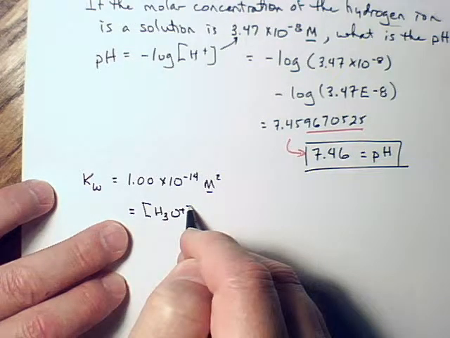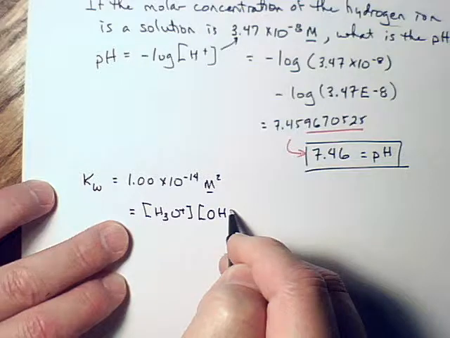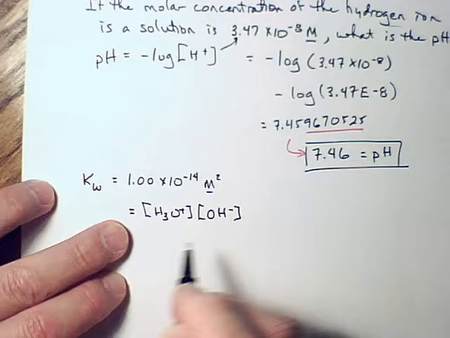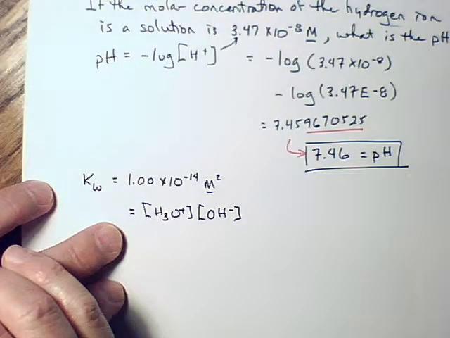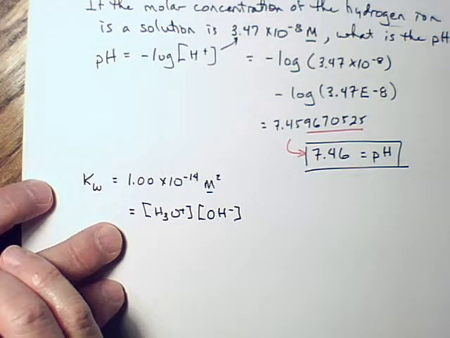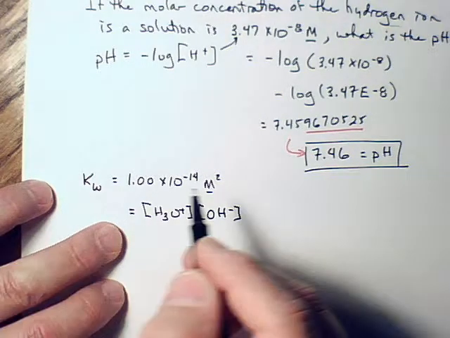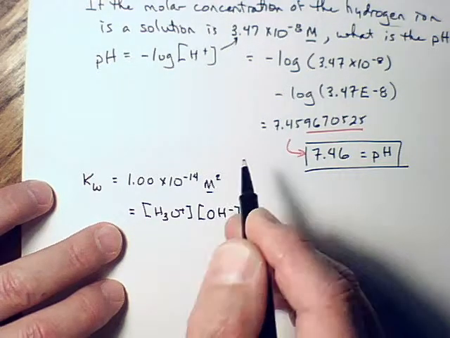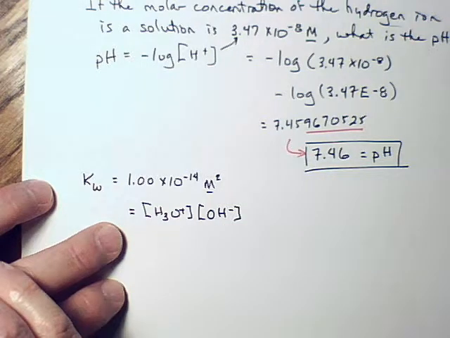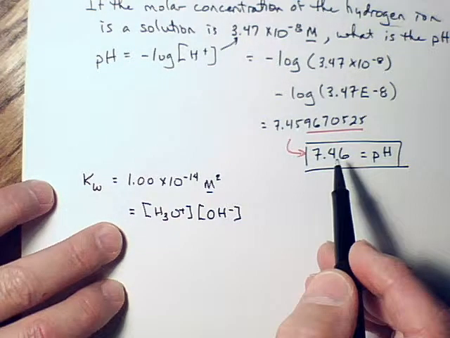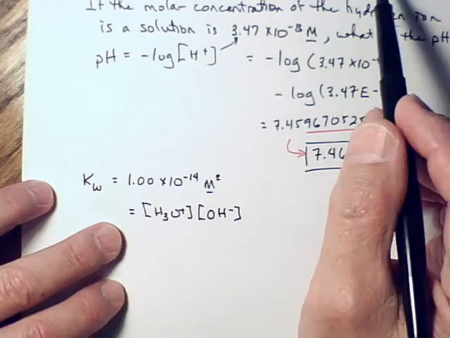Okay. So if I know the molar concentration of hydronium, in either one of the last 2 problems we did, I can use this to calculate the molar concentration of the hydroxide, or vice versa.